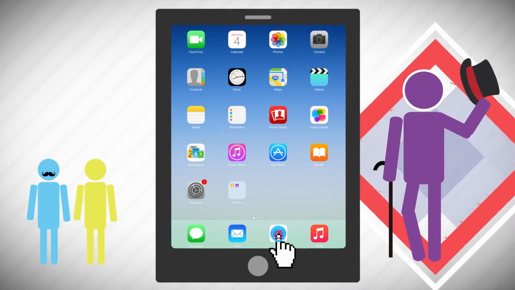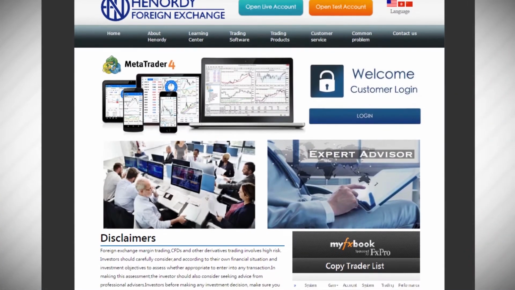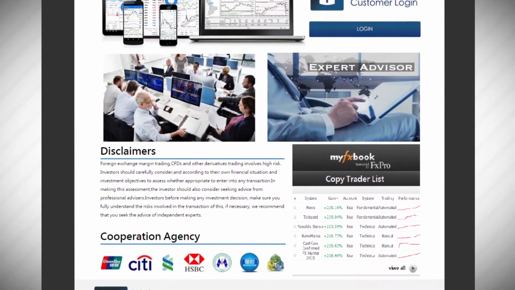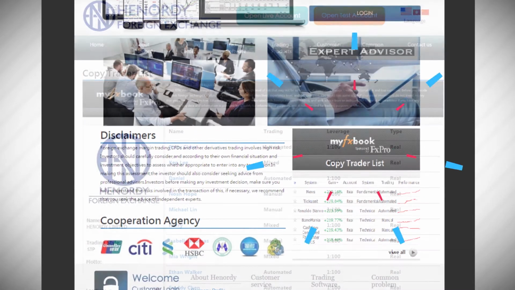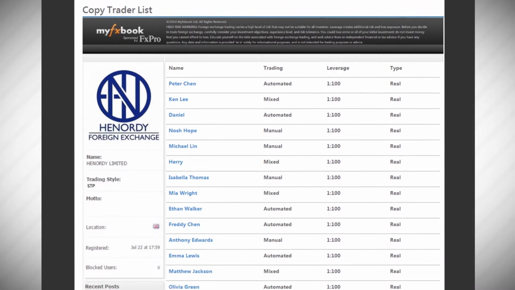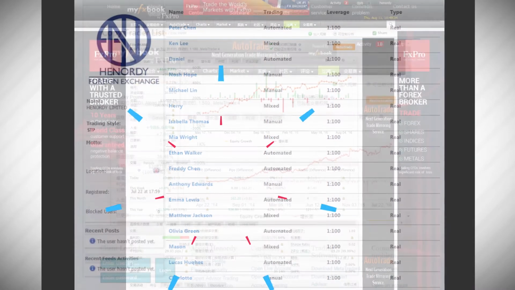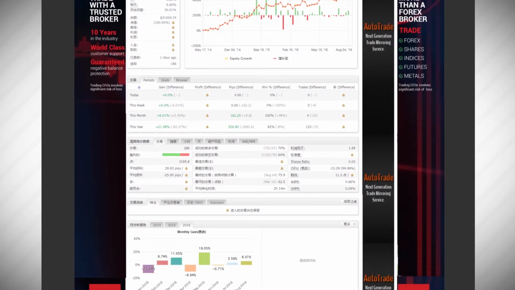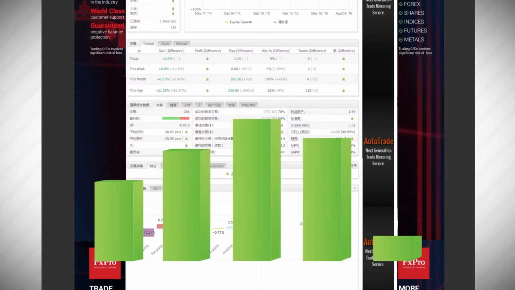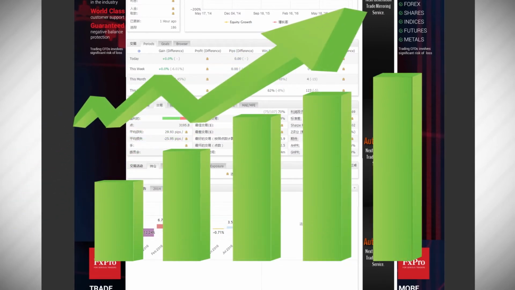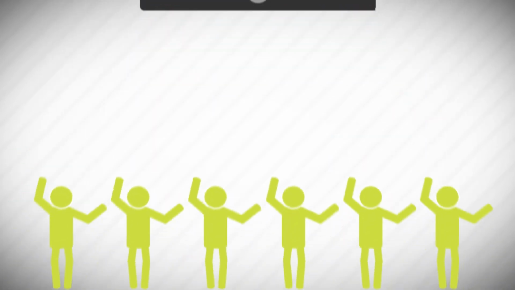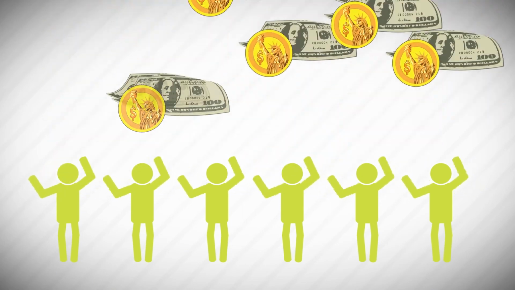Using Henordy's social trading system, you can easily find some of the best Forex traders who have partnered with us and have their real past trading results verified by the third-party site myfxbook.com. You can then elect to follow those experts' trading signals in our system and start duplicating their trades in your account using Henordy's customer back-office management system.